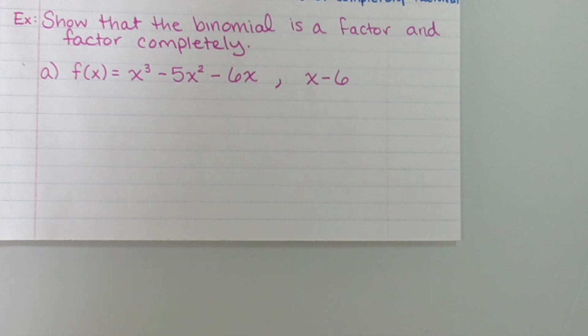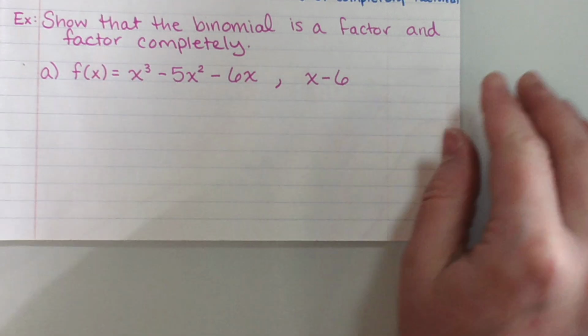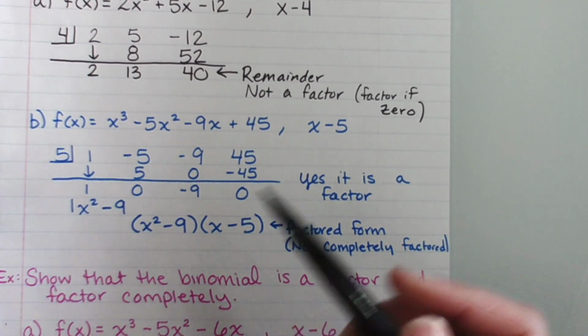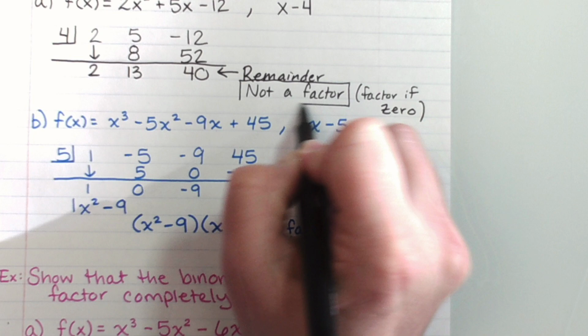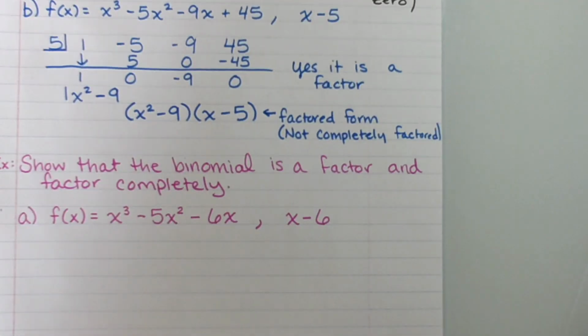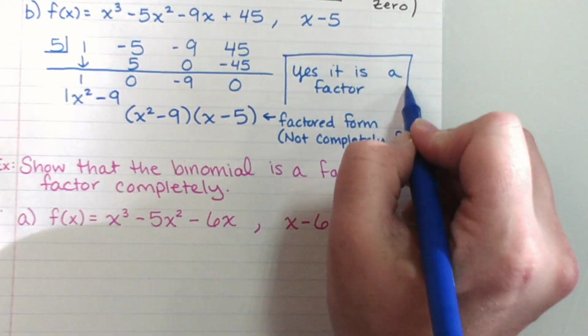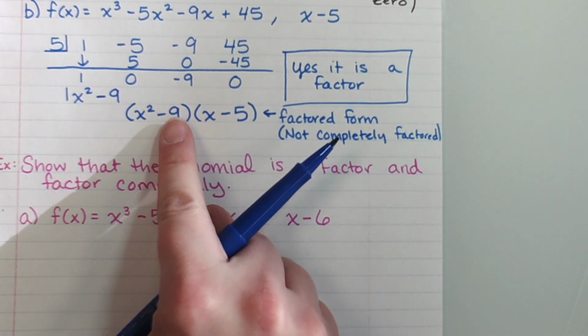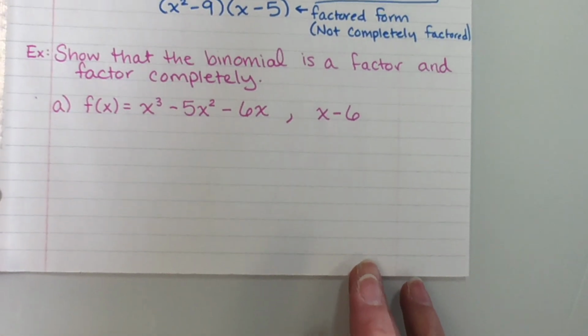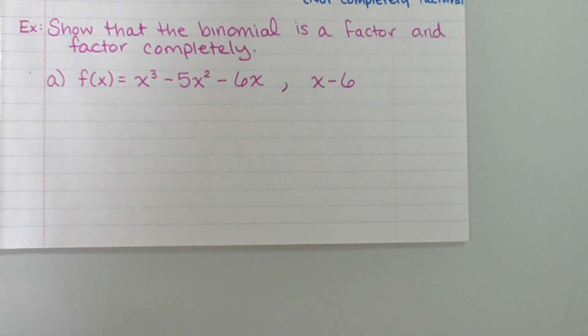Slight change in instructions, but much of the process is going to be the same. The difference is, on these questions, I just asked, was it a factor or was it not? So the yes or the no really was the answer on these ones. Now I took this one a step further and did this, which is where we're going with these. I know it's a factor. How do I show it's a factor? My options are factor completely to do that, or divide it out and show that the remainder is 0.